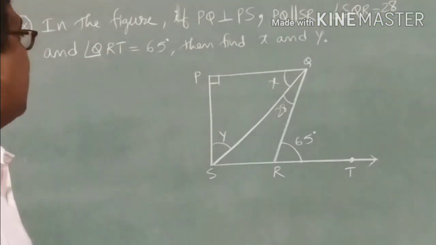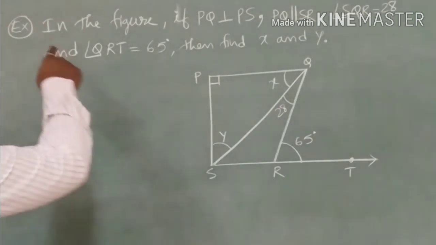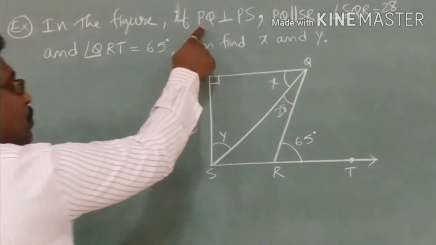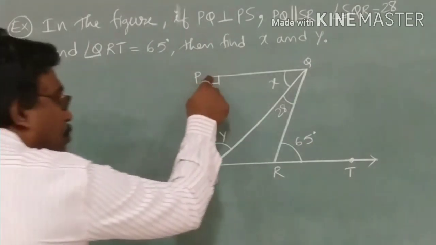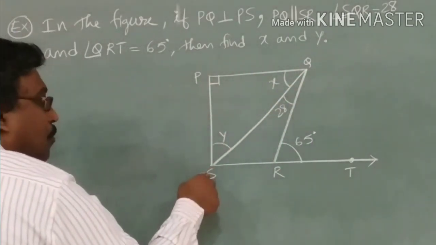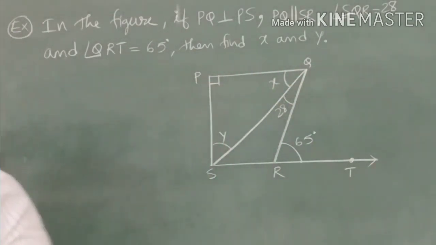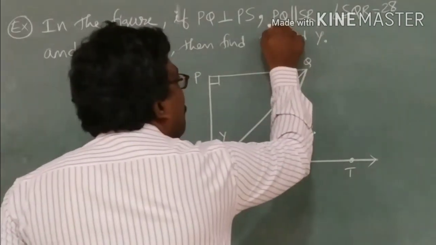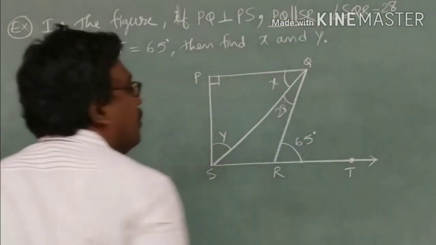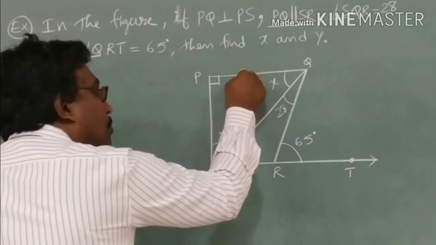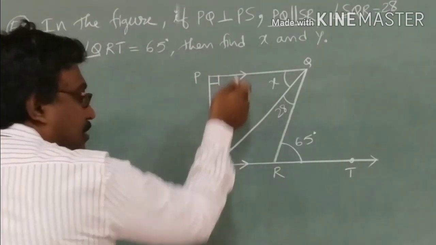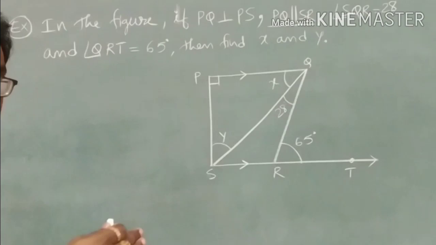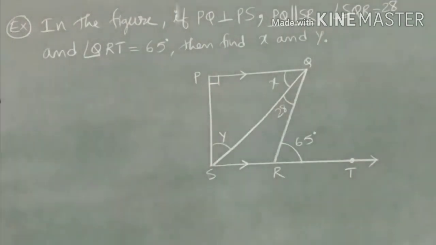Okay, we will discuss some examples now. In the figure, PQ is perpendicular to PS, so 90 degrees. And PQ is parallel to SR. These two arrow marks indicate that those two lines are parallel.